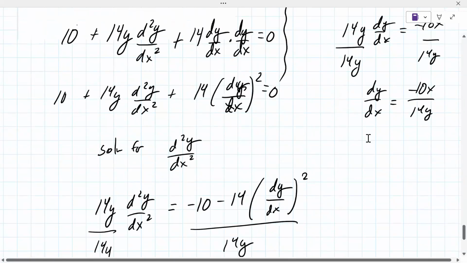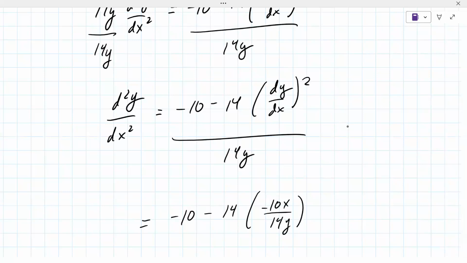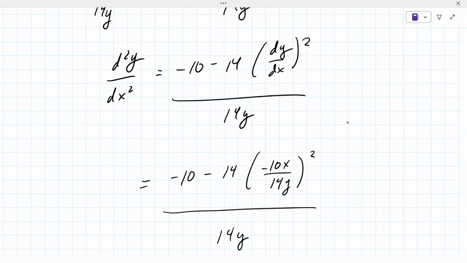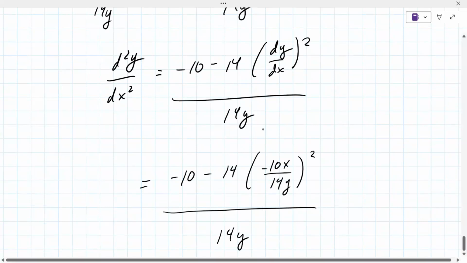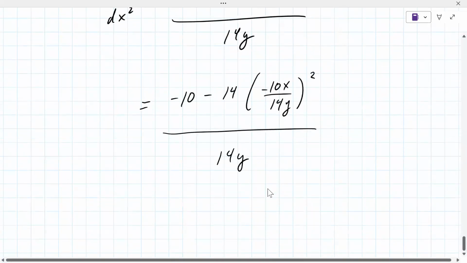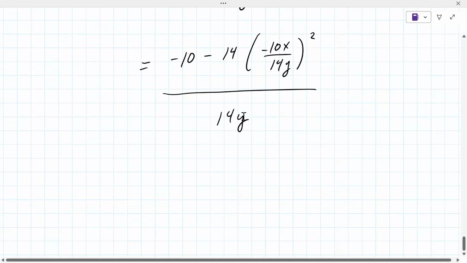Did I say 14y? Yeah, 14y squared all over 14y. And what I don't know is if it will accept this unsimplified form. It's not terrible to simplify this. Do you want me to keep going here on this one? I don't know. I think we should, just to be safe here.